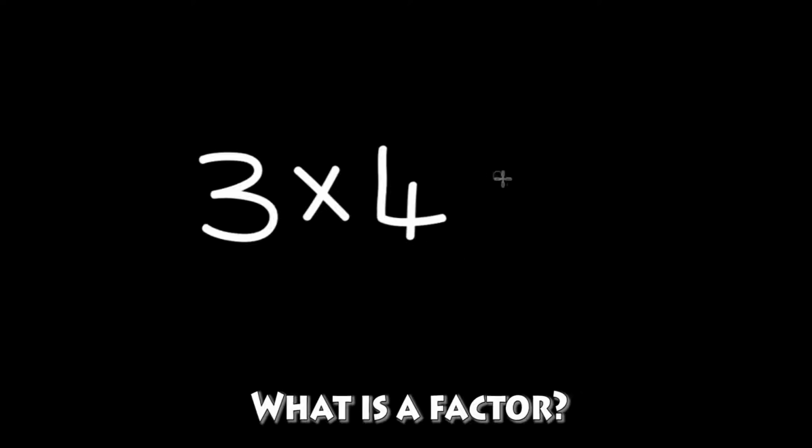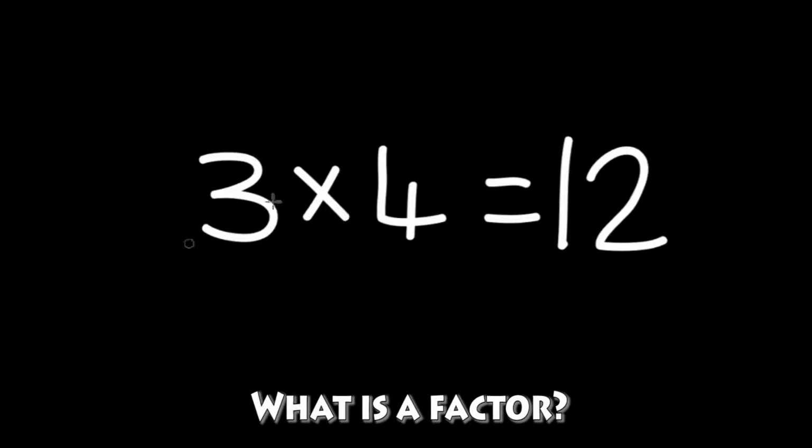Hi everyone. In this video we're going to learn how to factorize into single brackets. When we multiply two or more numbers together to make another number, we call the numbers we multiplied together the factors, and the result we get we call the product. 3 and 4 in this case are the factors, and 12 is the product.